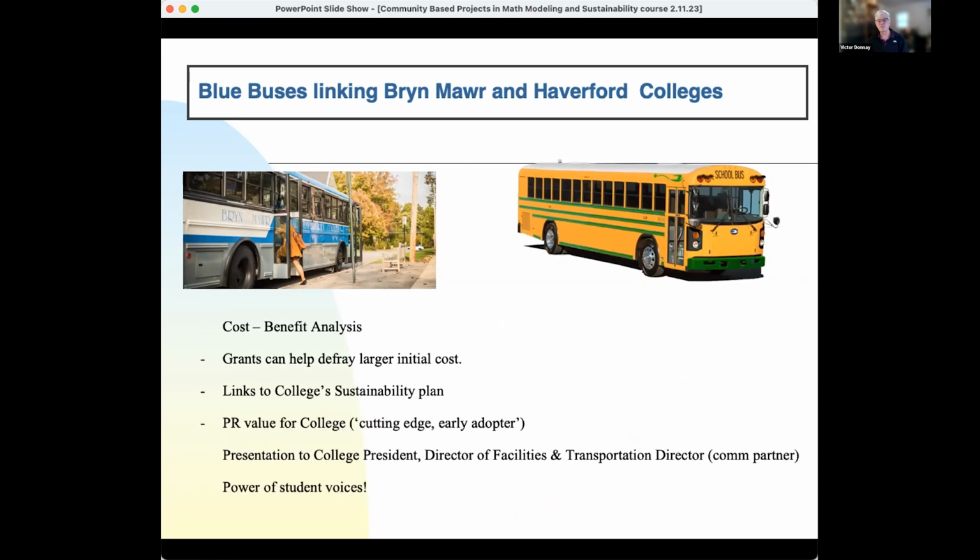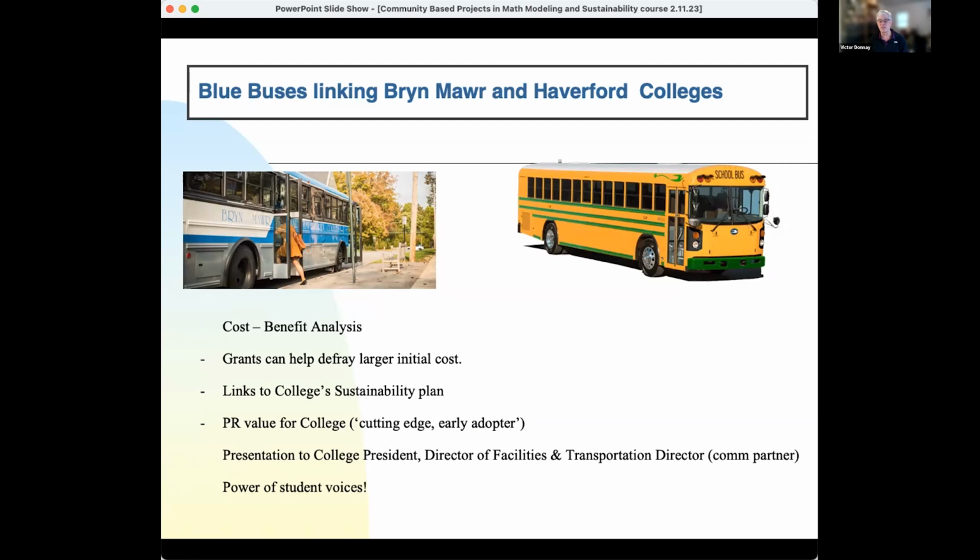So the students did the cost benefit analysis. They found that there are lots of grants that could help, particularly if you're one of the first to do it. They made the links to the college sustainability plan that calls to reduce the carbon footprint. They played up the PR value, which is not a math thing, but what we find in a lot of these projects, the math only gets you so far, and there are a lot of other factors like human factors that you can't quantify so easily, but that are important in these real world projects. So they played up how the college could get good publicity. And then they gave their final presentation.